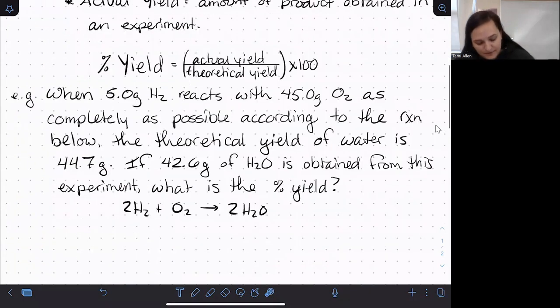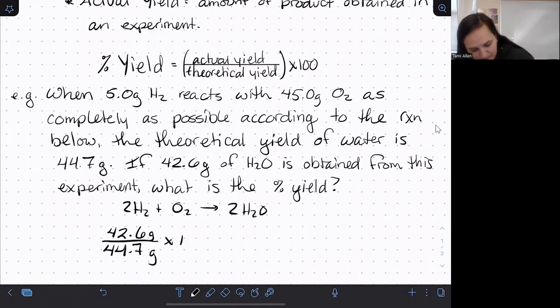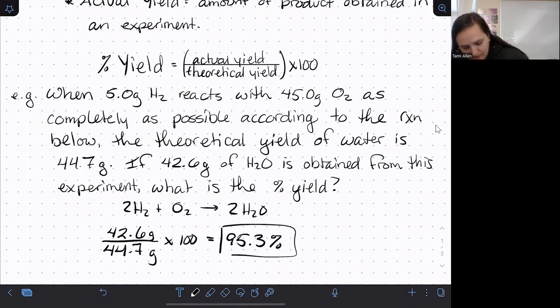All we need to do to find our percent yield is take our actual yield, which was 42.6, divide it by our theoretical yield, which was 44.7, and multiply that by 100. So that is about a 95.3% yield, which is pretty darn good.